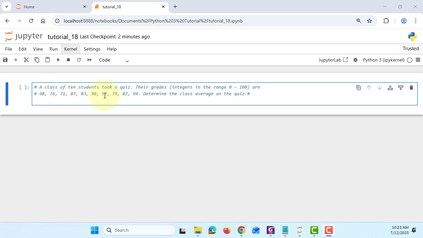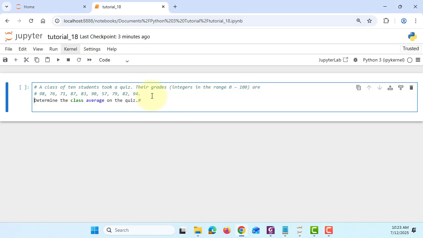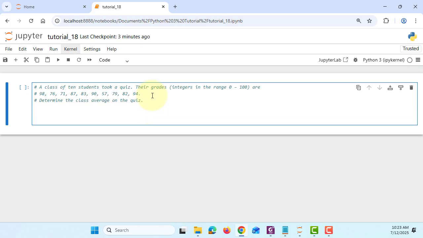Okay, this is a class of 10 students with the following grades, and we determine the class average on the quiz. So let me just put it here. It is always a good idea to put together what you have studied so far. So let me put it this way.